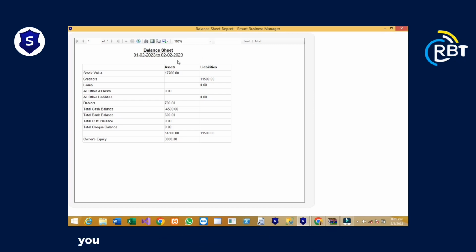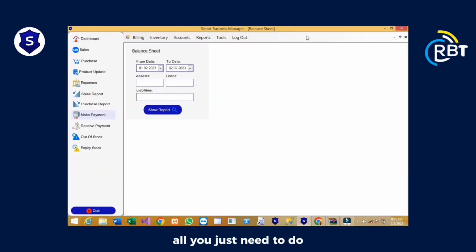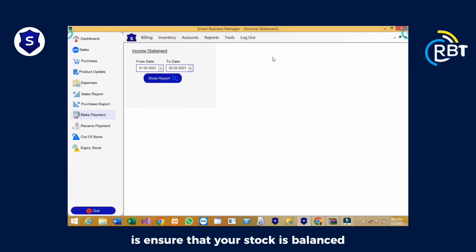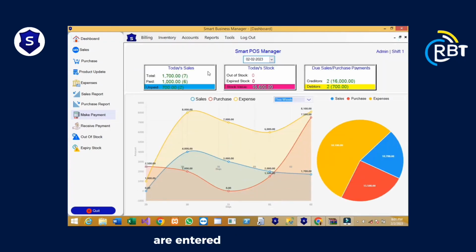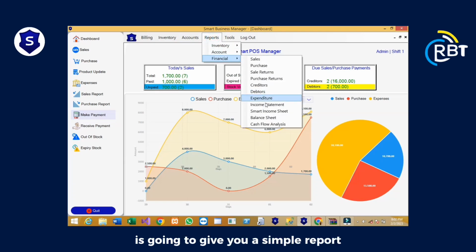And guess what? You do not have to do anything to generate this report. The report is generated automatically for you. All you just need to do is ensure that your stock is balanced, ensure that all your creditors are entered into your system, ensure that all your debtors are entered into your system, ensure that all your cash and your banks are correct, so that once you click your balance sheet report, it's going to give you a simple report.